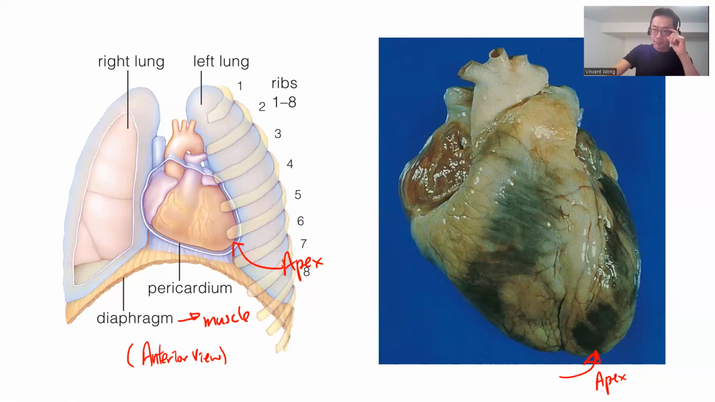Sir, I have a question. The pericardium, the double layered sac, does that consist of fat as well? That is connective tissue. Connective tissue, so not fat. Okay.